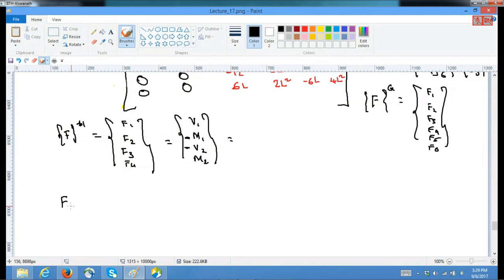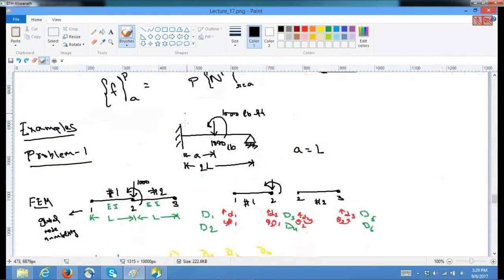Similarly for element 2, these are the shear force at element 2, bending moment at element 2, and v3 and m3. This is from element 2. So before writing it, let me bring that element which I have used. So I'll bring those things here. So I discretized them in this manner. So I'll bring this to this place.